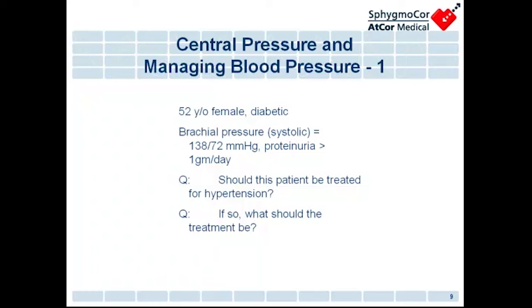So this is a 52-year-old diabetic. We've got a brachial pressure in the office of 138/72 with more than 1 gram of proteinuria. So according to our current guidelines, we'd still probably want to intensify therapy. So the answer is yes, we want to treat this patient, but what antihypertensives would we recommend using?